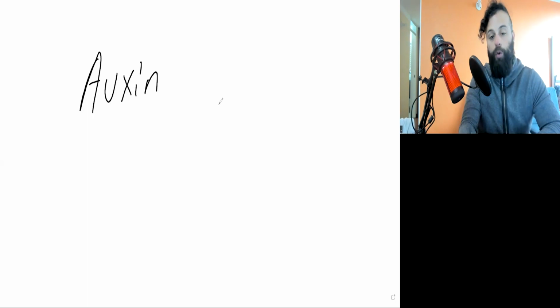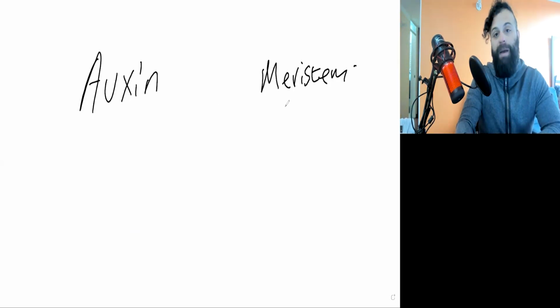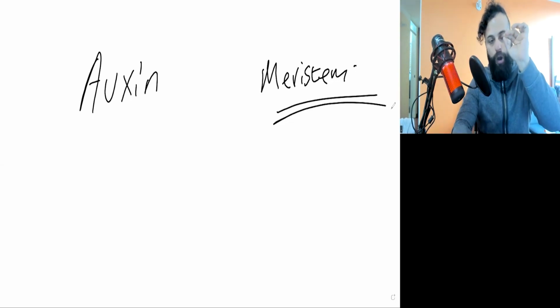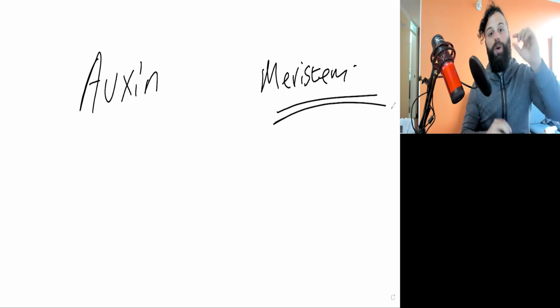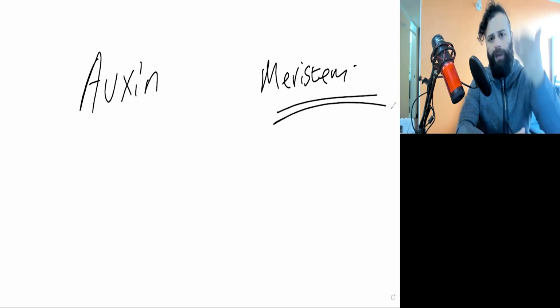So I'm going to discuss a plant hormone, and that plant hormone is known as auxin. Now, that plant hormone, auxin, is created in a place known as the meristem. This is primarily in the tips of the roots as well as the tips of the shoots. When I talk about shoots, I'm talking about the stem.